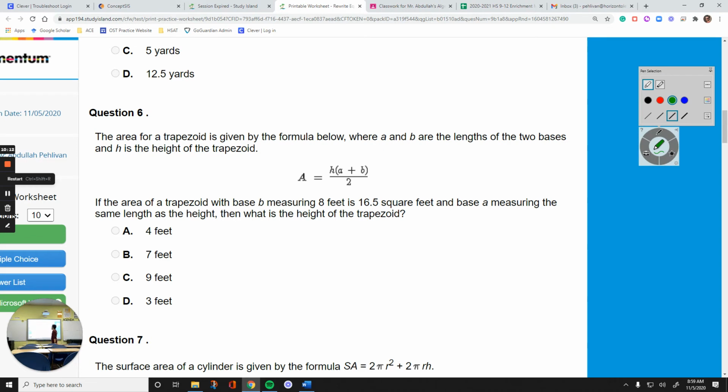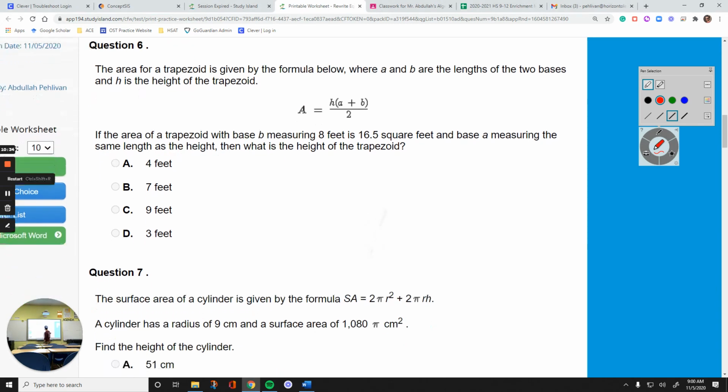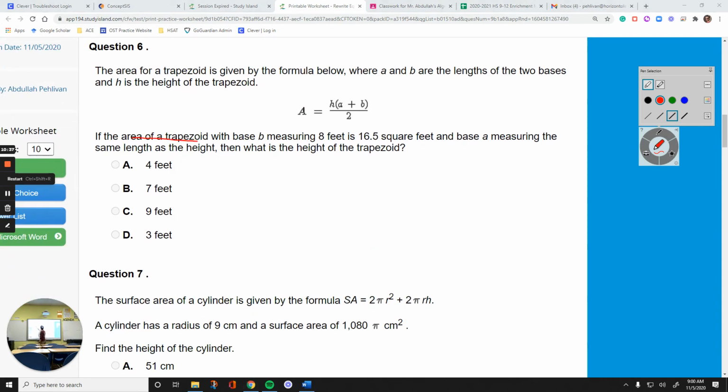Let's do this. The area for a trapezoid is given by the formula below. A and B are the bases, H is the height. If the area of a trapezoid with base B measuring 8 feet. So when B, okay, the area is 8, or let me just bring it down with the numbers. It says the area of a trapezoid measuring 8 feet. Oh wait, okay, I just read the rest of the question. So the area is 16.5 square feet, and then the base is 8 feet.